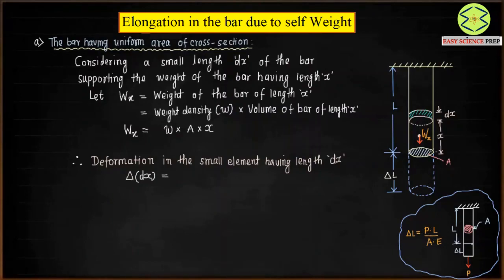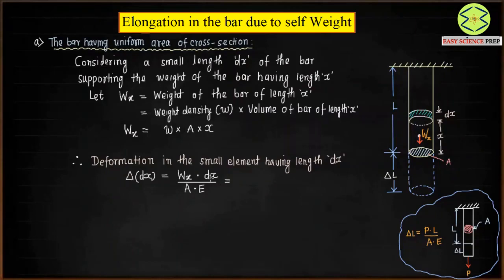P is the load, so here the load is Wx times the original length of the small element, dx, divided by the area of cross section. Area of cross section is A times modulus of elasticity. We have considered the area of cross section as the same throughout. So we are assuming that the overall deformation is going to be very small, so the variation of area is not so significant. So I am neglecting the variation of area due to deformation in that particular case.